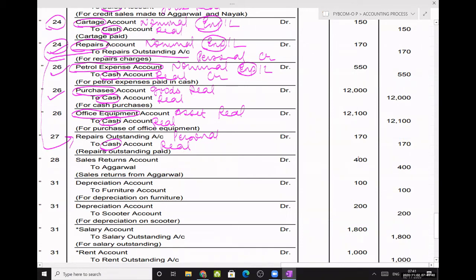On 24th, there was an outstanding repairs bill, which you paid on 27th. That means in the set of, see, it was to be paid, and it was paid on the 27th. Okay, clear?